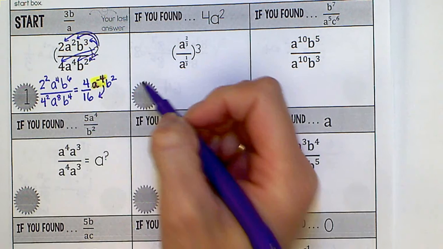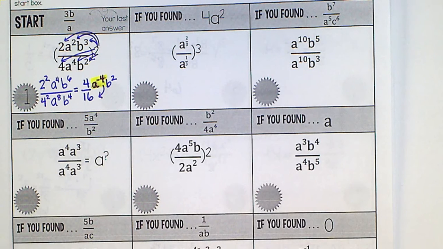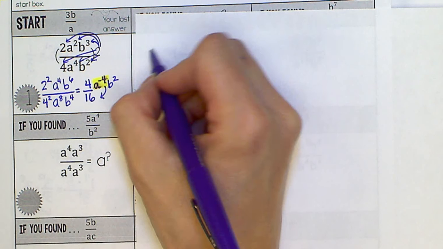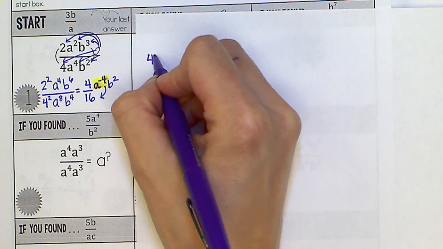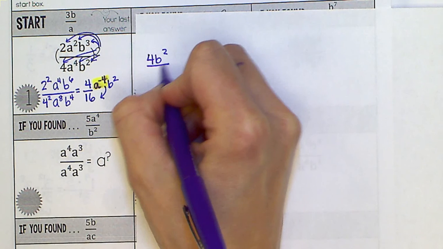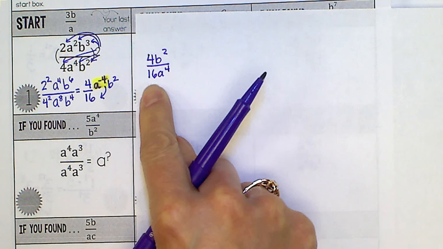Okay, and I'm running out of space, so let me grab a scrap piece of paper real quick. And I apologize if this is not enough room for you to work. So we have 4b squared over 16a to the 4th. Now, don't leave the answer like this. You do need to simplify.